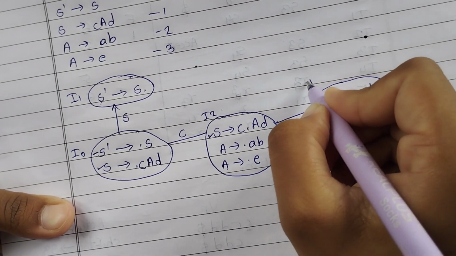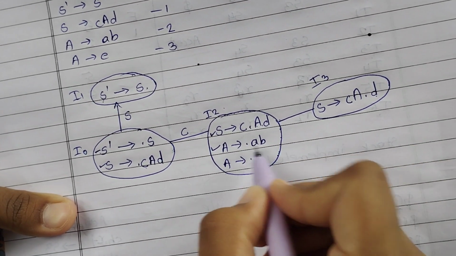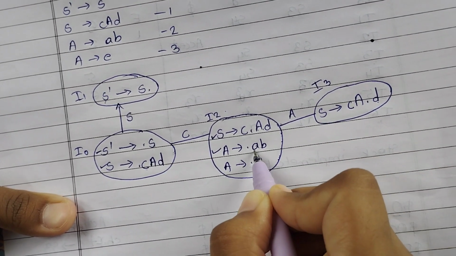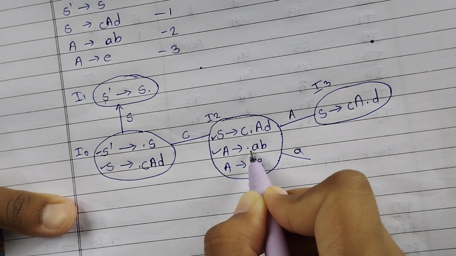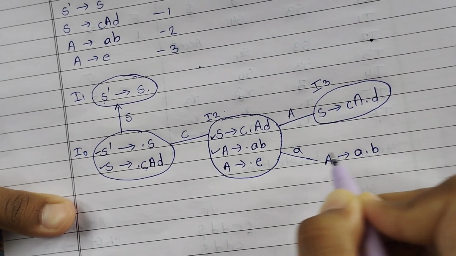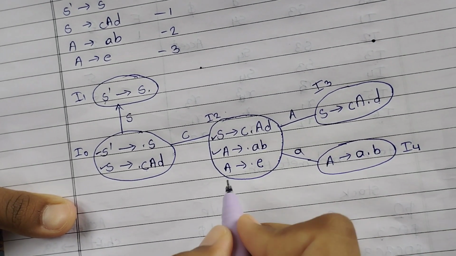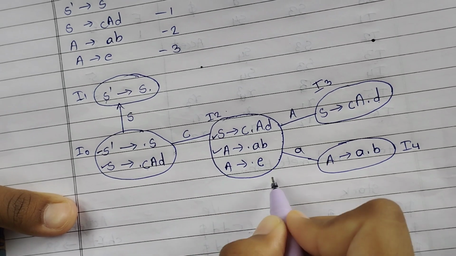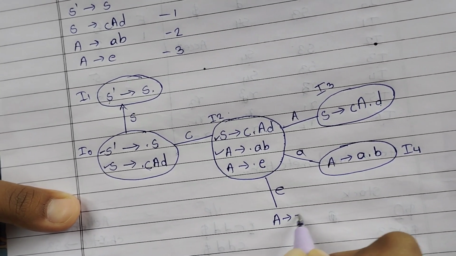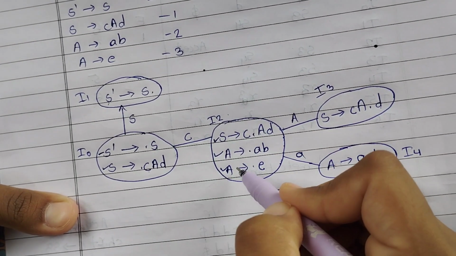So this is the I3 state. Now second one, A → dot AB. Now this dot changes with respect to A, and now this is small a, so this dot changes with respect to small a. So A → a dot B, and this is our I4 state. And now next this e. So this dot changes with respect to small e. A → e dot. Completed. So we complete the I2 state also.